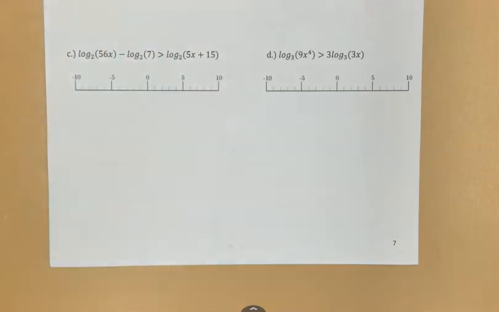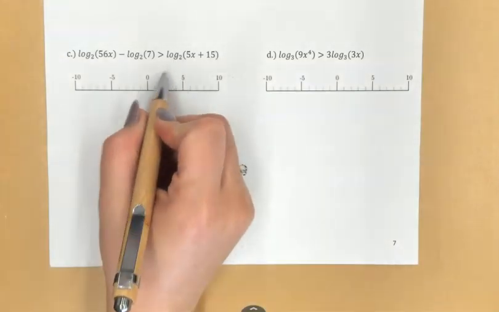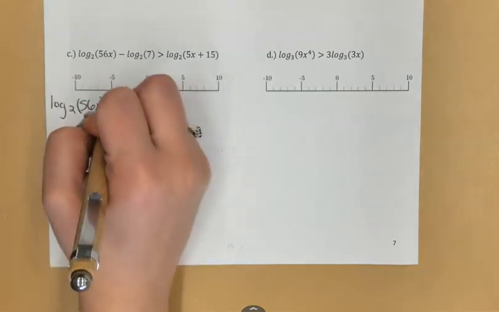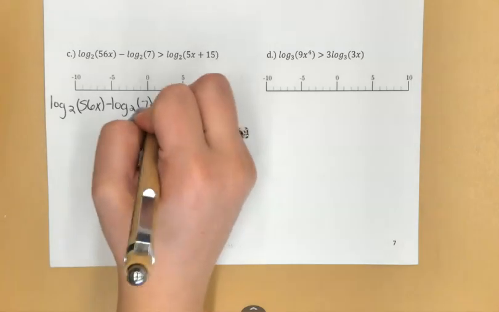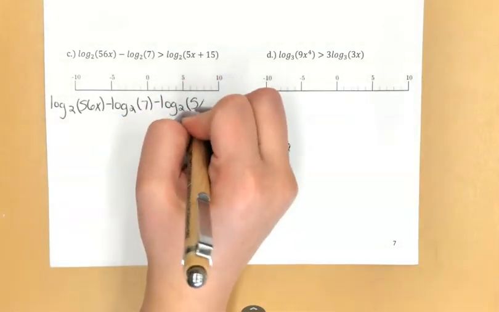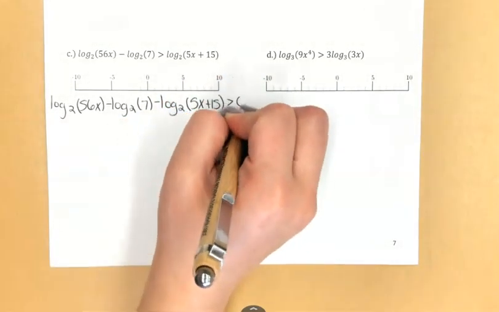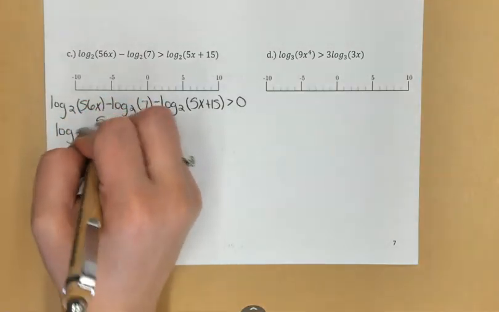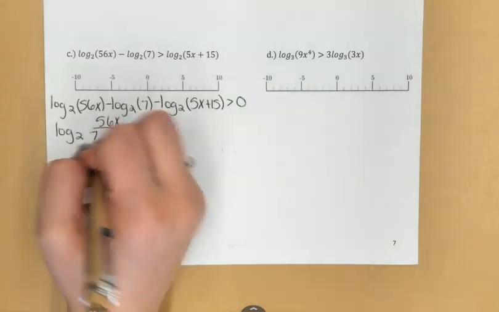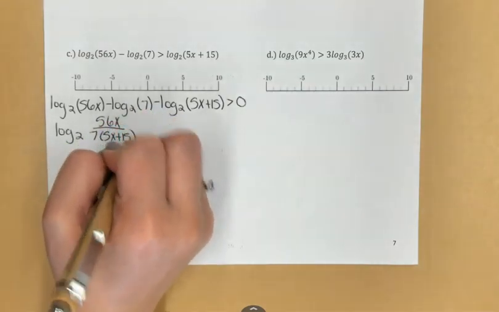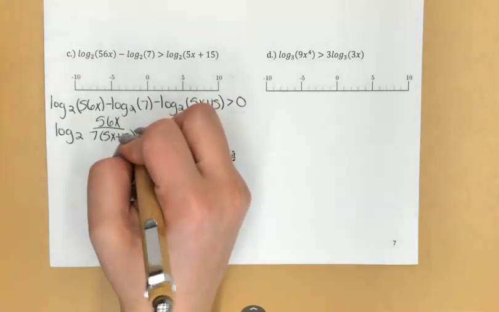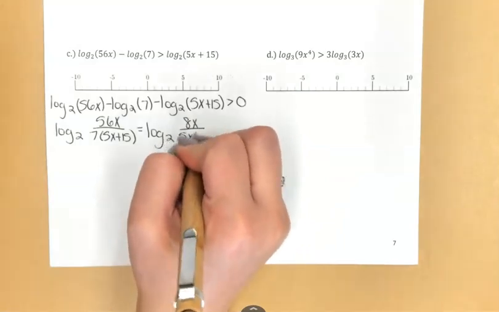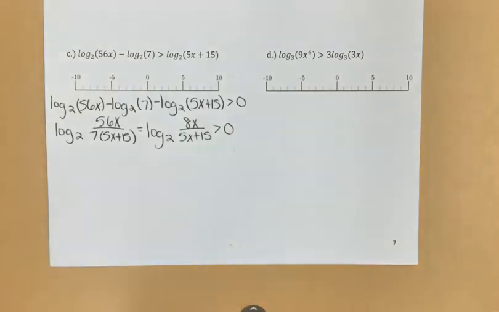So the first thing I'm going to do is condense this into a single log, and I firstly need to subtract this log on that side. So log base 2 of 56x minus log base 2 of 7 minus log base 2 of 5x plus 15 is going to be greater than 0. So I'm going to consolidate this using my log properties. Log base 2 of 56x over 7 times 5x plus 15. I can simplify this because 56 and 7 divide, so I've really got log base 2 of 8x over 5x plus 15, and I want to know when that's greater than 0.